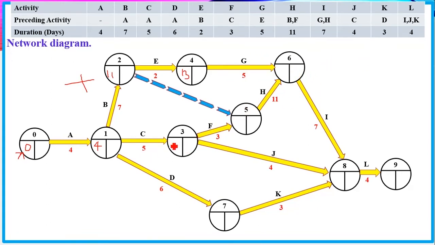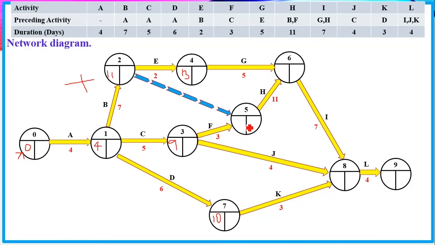Then you come to this point here. What is the earliest that these two can start? That is F and J. The earliest they can start is after C and A are complete. That is after 9 days. Then the earliest that K can start here is after 6 plus 4, which is 10. Then let's look at a scenario, a point here.